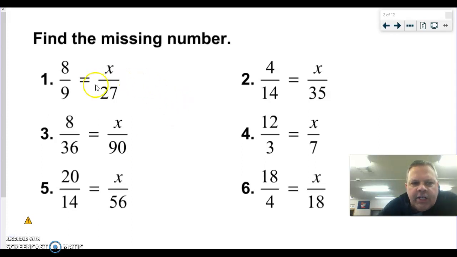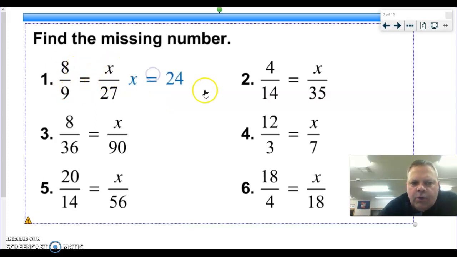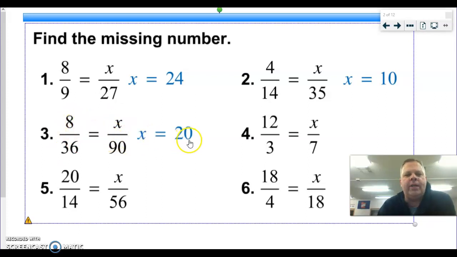Hopefully you had a chance to do this one. I can see that this is times 3, so I'm going to times this by 3, which will give me 24. I'm going to have to do probably the cross multiplying here. 14x equals 140. My answer is going to be 10. On this one, I'm going to have to do 36x equals 720. Divide by 36, we'll get 20.